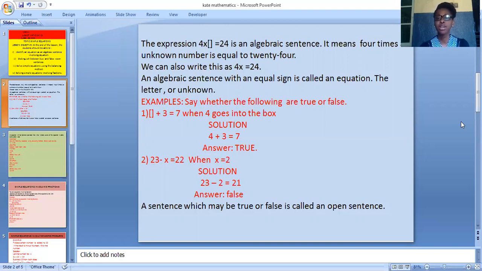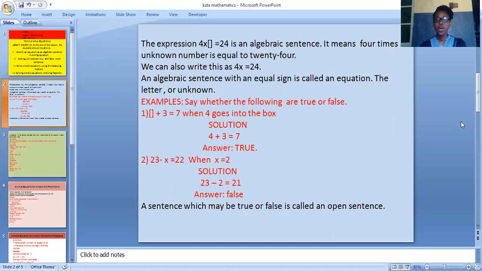For you to know an equation, it must come with what? An equals sign. The letter or unknown is used for finding the unknown of a simple equation. The letters, for example x, p, q, or unknowns, for example boxes or squares, are used for finding the unknown of a simple equation.